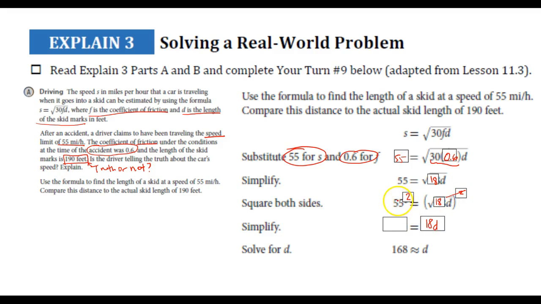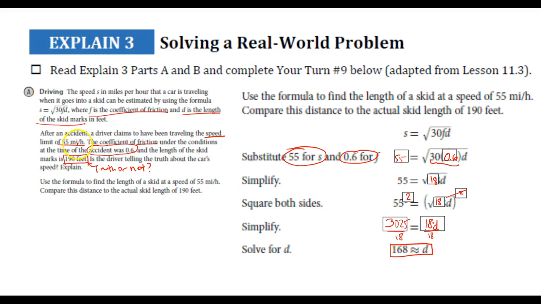Go ahead and take some time right now and figure out what 55 squared would be on your calculator. And that should be about 3,025. Alright, so let's solve for d by doing the opposite of multiplying, which is to divide. So if we do that, we find that this would actually be a distance of 168.